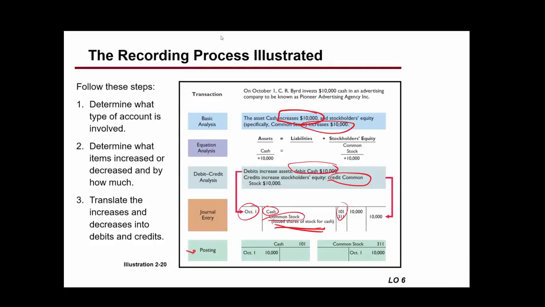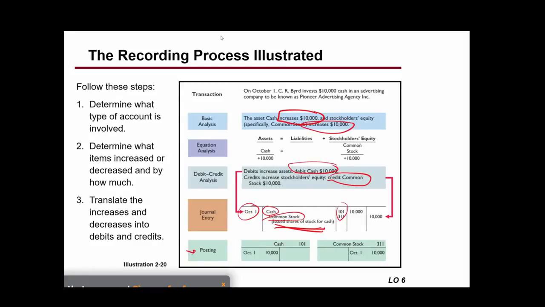What happened to cash? Cash has increased. What happened to common stock? It has also increased. So we debit. We know that when assets increase, we debit them. And at the same time, when common stock increases, we credit the account. So we debit cash and we credit common stock, right?